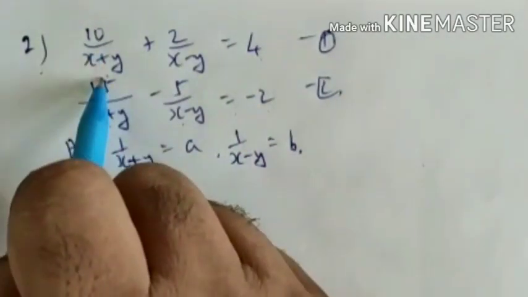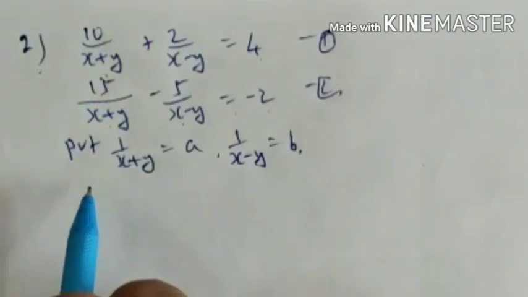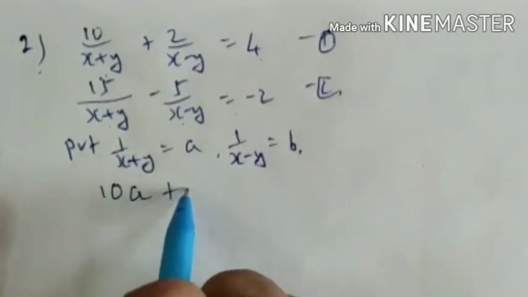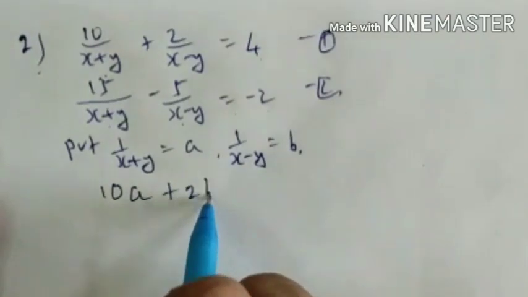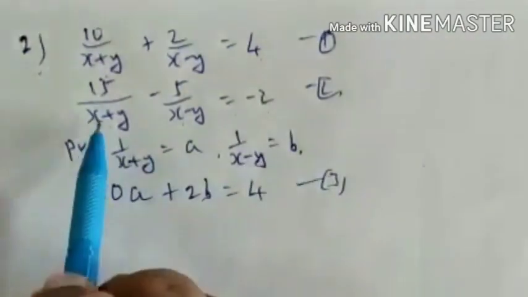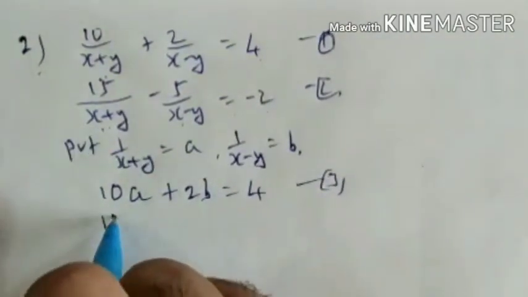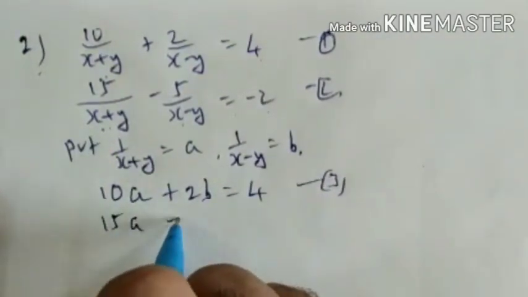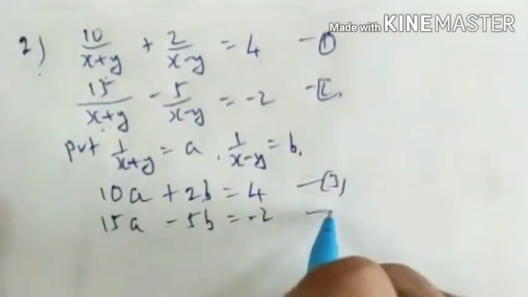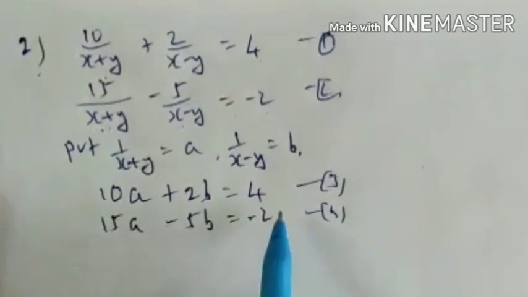1 upon x plus y if we are taking as a, what we get here? Our equation will become 10a plus 2b is equal to 4. This is our third equation, and this will become 15a minus 5b is equal to minus 2. This is our equation number 4.